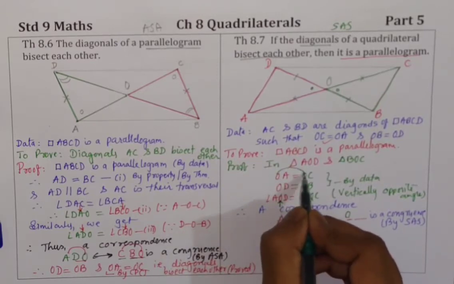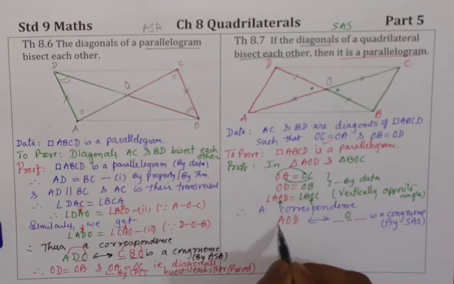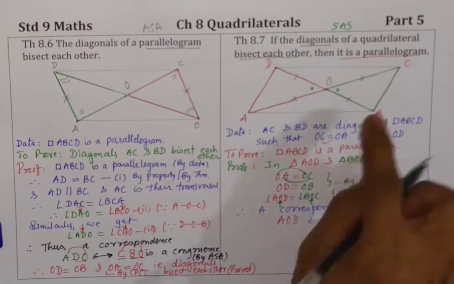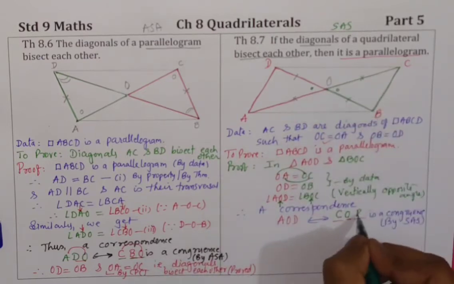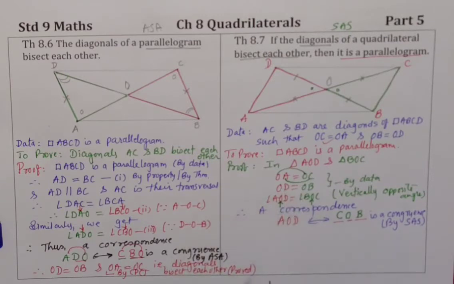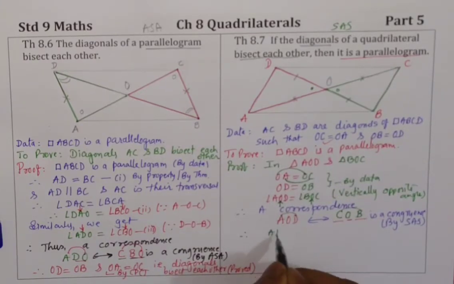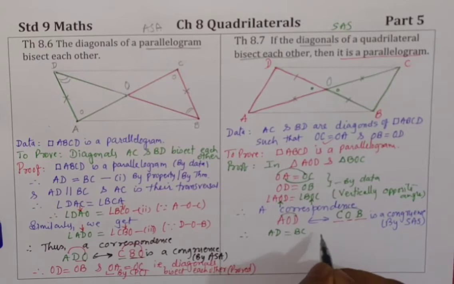Having known that O corresponds to O, it's confirmed now that A corresponds to C. A is in the first order, so C, O, and B is left. Fill in the blank or look from here. O corresponds to O, so D corresponds to B. Therefore, what do we need? AD equal to BC. Therefore AD equal to BC.